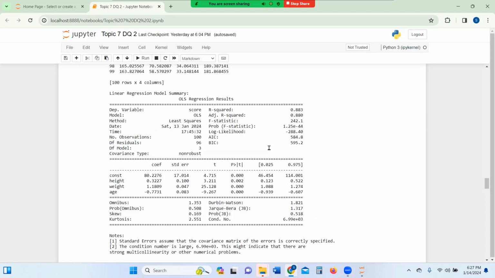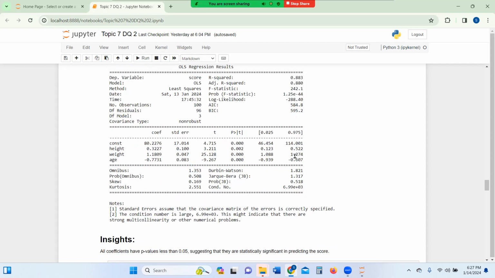This model shows that a significant portion of the variance in the dependent variable is explained, with all three independent variables contributing significantly to the prediction. And all the coefficients here have p-values less than 0.05, suggesting that they are statistically significant in predicting the scores.